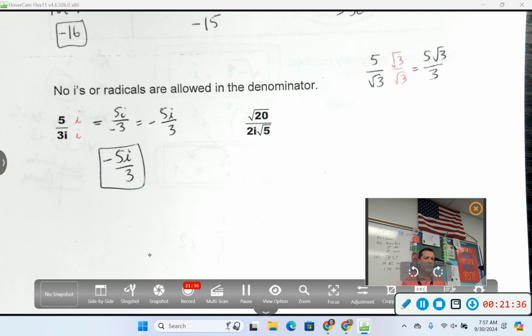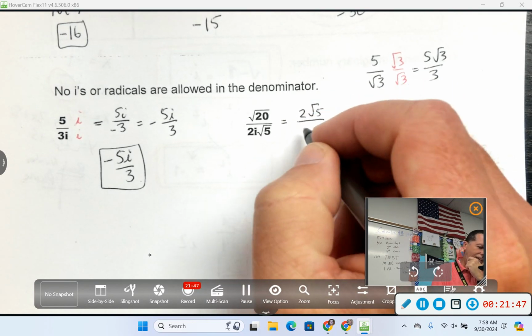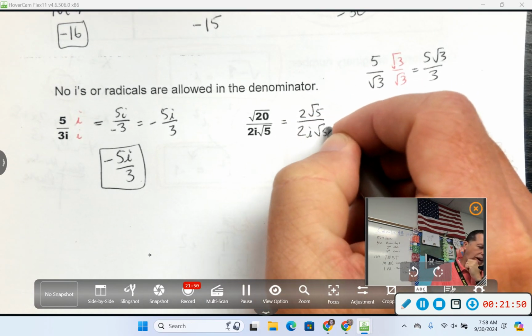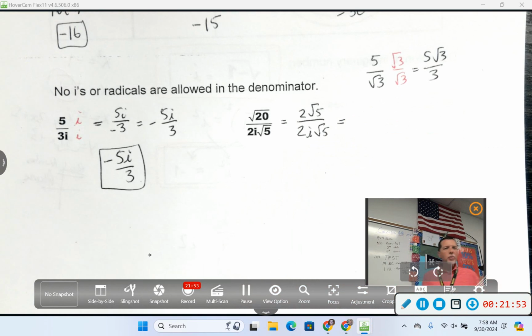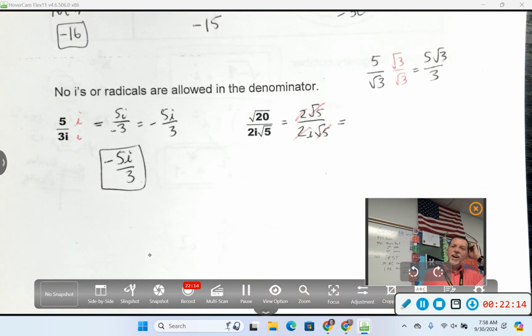Well, that next one looks a little bit tricky. Let's simplify what we can first. What's the square root of 20? 2 root 5. And in the bottom I've got 2i root 5. Well, before we start fixing things, those things are multiplied. So if it's attached with multiplication, that's great because then you're allowed to cancel. So I can cancel the 2's and the root 5. Now, be careful.